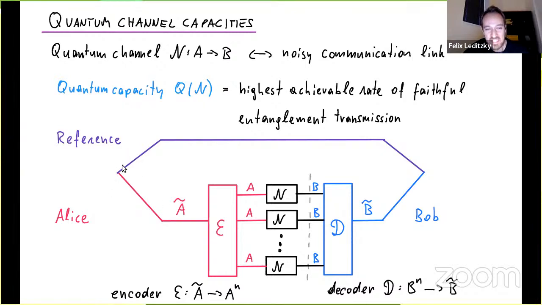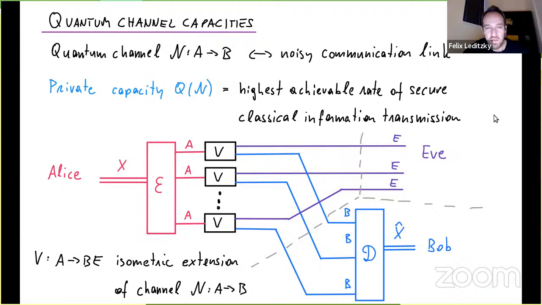So the idea is just that Alice shares entanglement with some inaccessible reference. She can encode her share using some encoding map into the input systems of an IID channel. So here, this is the same channel acting everywhere. That channel sends the quantum input states to Bob, who decodes them to get some system B tilde. And the hope is that this will be close to the initial entangled state with respect to some suitably chosen figure of merit. And if in the asymptotic limit I can make this perfect or faithful, then the highest achievable rate of these protocols is the quantum capacity of the channel.